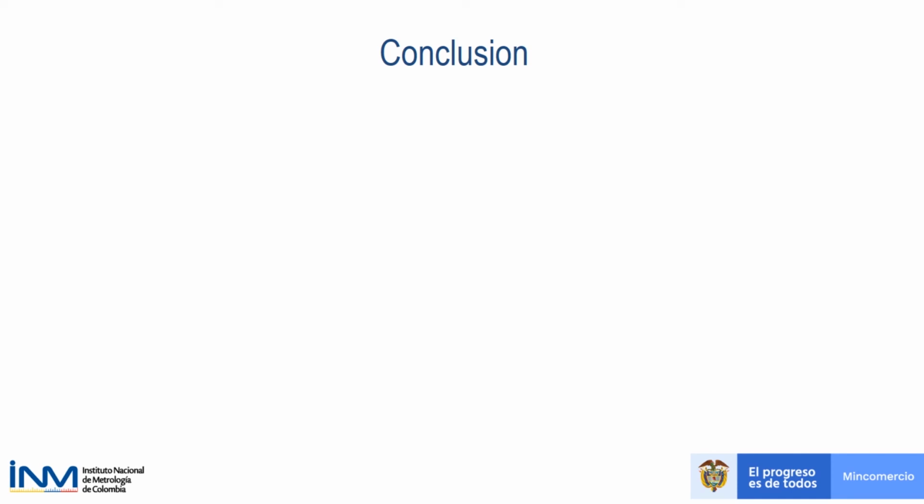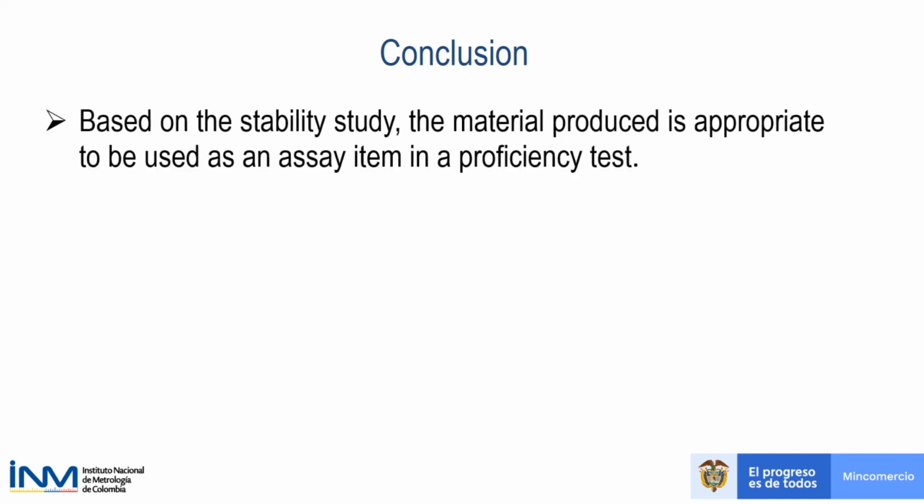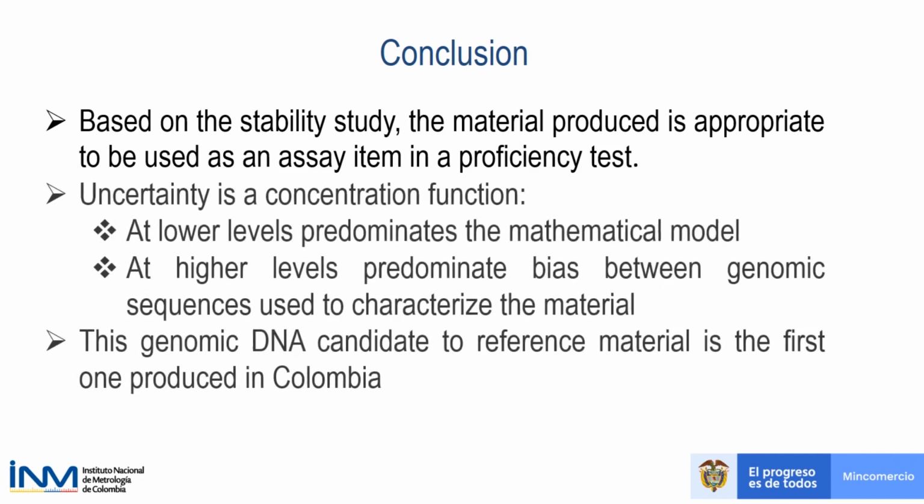Conclusions. Based on the stability study, the material produced is appropriate to be used as an assay item in a proficiency test. Uncertainty is a function of concentration. At low levels the mathematical model prevails. At high levels the bias between the genomic sequences used to characterize the material prevails. This genomic DNA candidate reference material is the first one produced in Colombia.